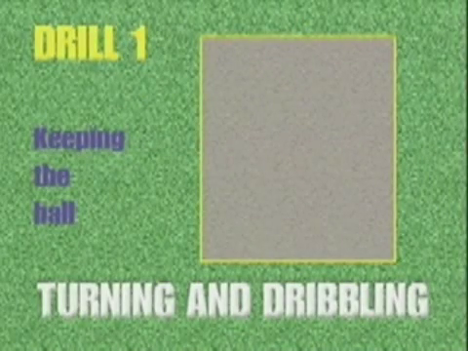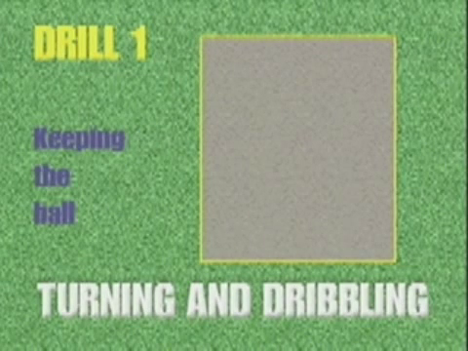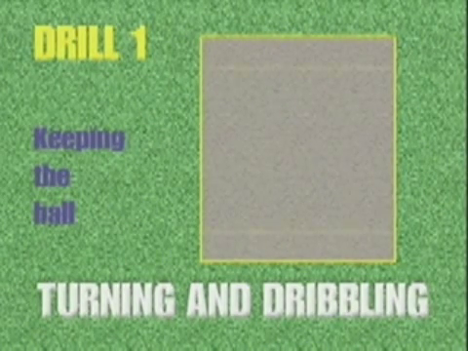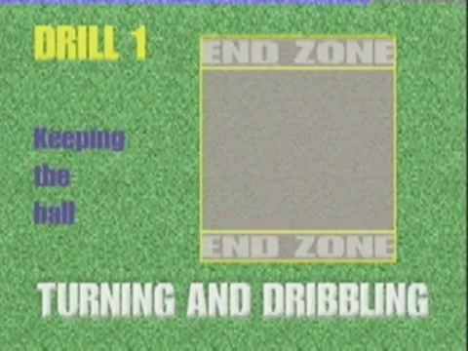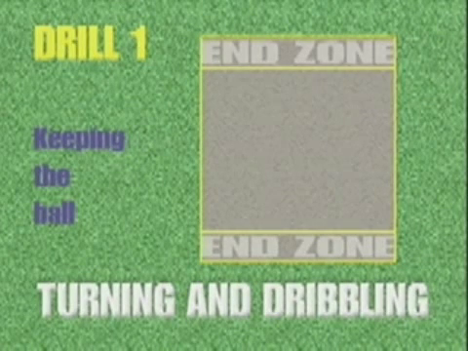Presentation which illustrates the approximate size and setup of the practice. The first sessions within this program concentrate on turning and dribbling. We start with a grid with 2 end zones. The objective is to score by taking the ball from one end zone to the other.